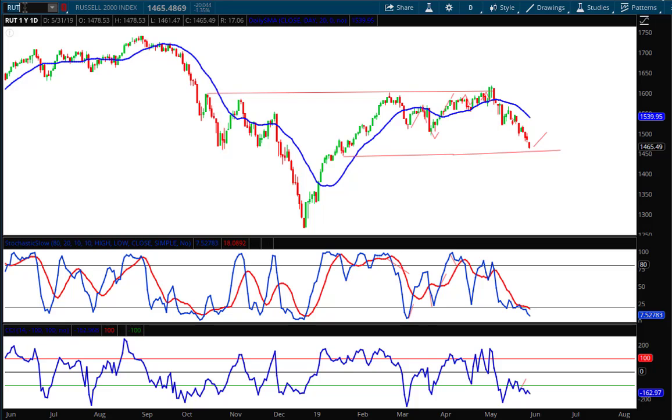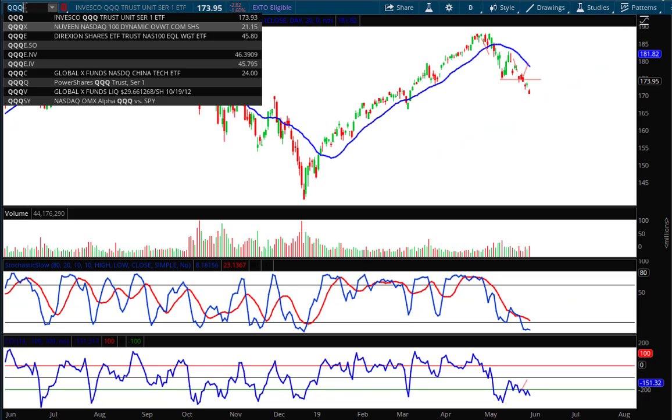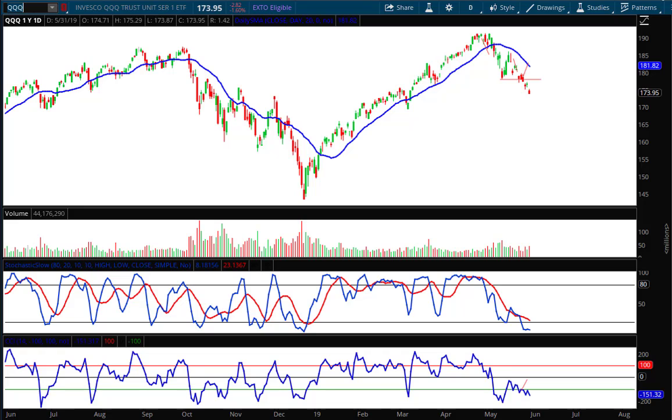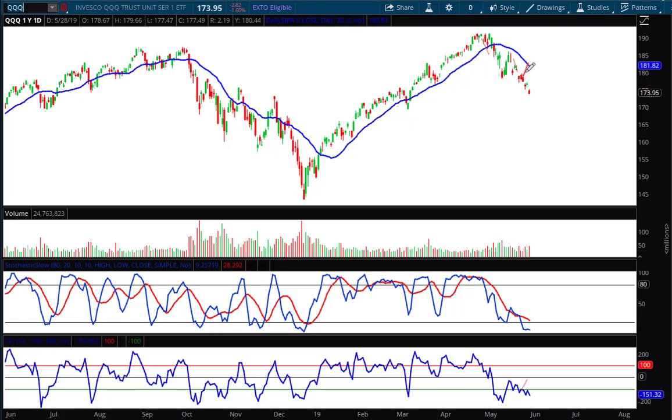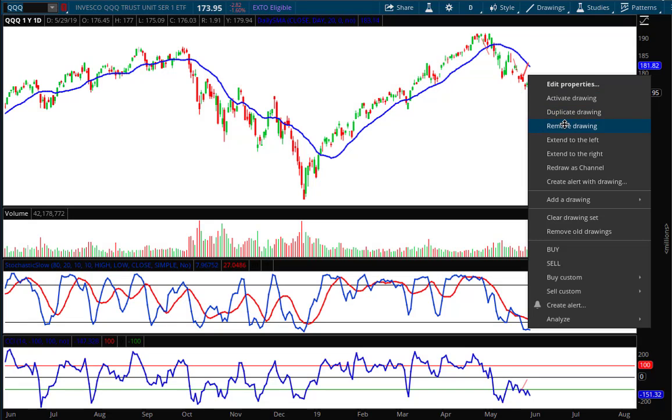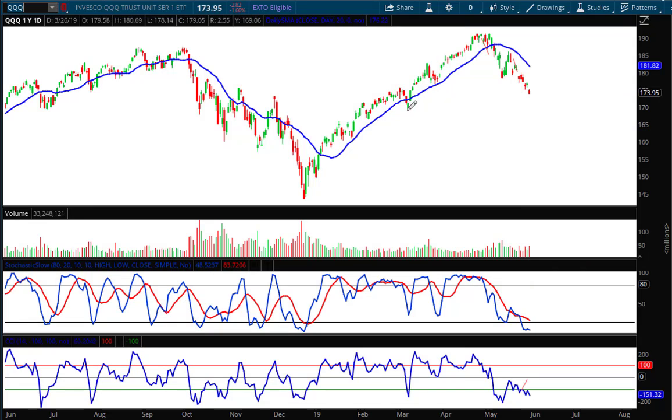If I look at the Qs, this is the NASDAQ market basically showing the tech sector, same story all over again. We broke out below that support level, so that support level is now going to act as resistance, and so will the 20-period moving average. So I'm going to erase these lines and show you that we are again approaching a key support level for the NASDAQ. The rubber band is stretched here as well. We have stochastics extremely oversold with the possibility of it crossing and creating a buy signal.